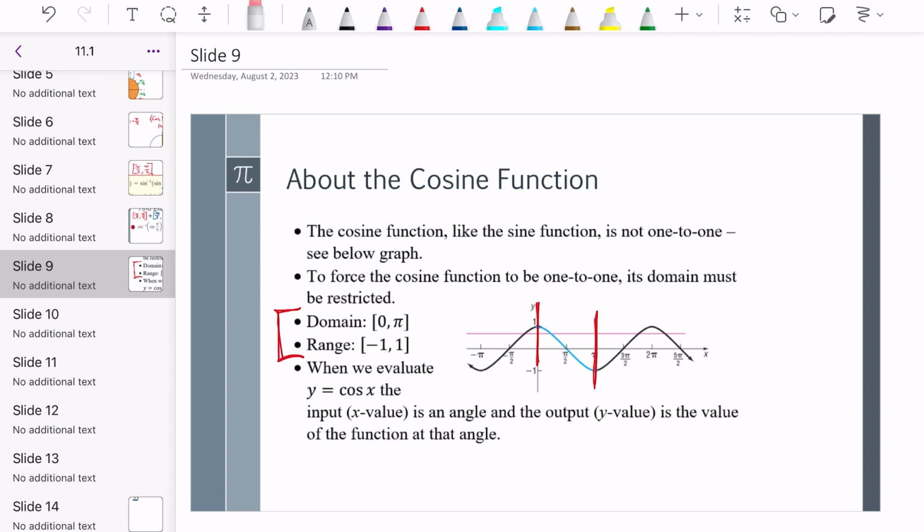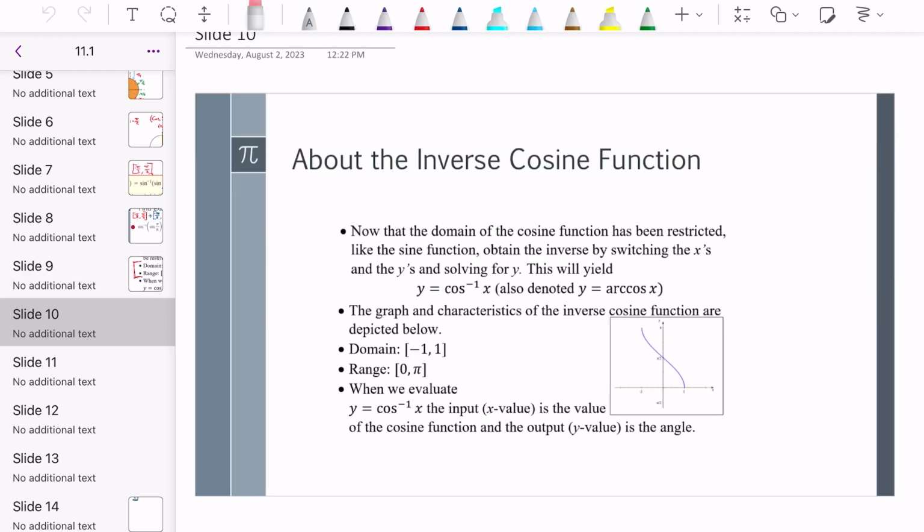Now, as we take a look at our inverse cosine, once again, our x's and y's have flipped, meaning the domain and range are now in opposite locations. Keep in mind, a lot of the same properties are still reflected from sine to cosine. If we take a look at the arc cosine, that still means the inverse of cosine.